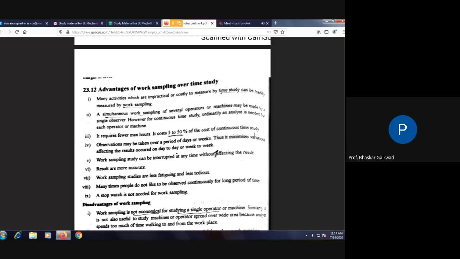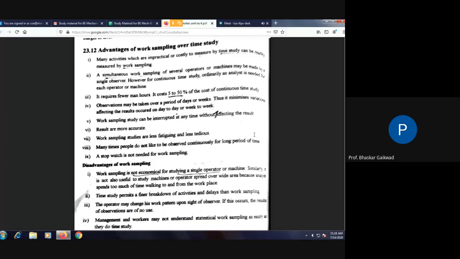Results are more accurate as compared to time study. Work sampling studies involve less fatigue and are less tedious. Many times people do not like to observe continuously for a long time in time study. While doing a time study, we observe the worker on the machine, and there is a psychological effect on the worker's mind. To avoid this, we can use work sampling. A stopwatch is not needed, as we already saw. Only a few samples are required, and we can test that and go for work sampling.